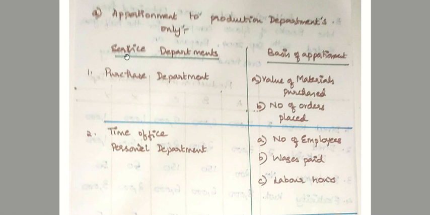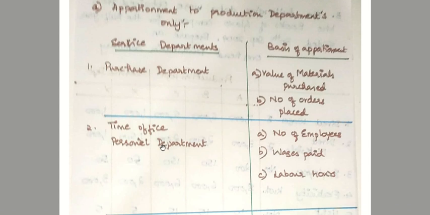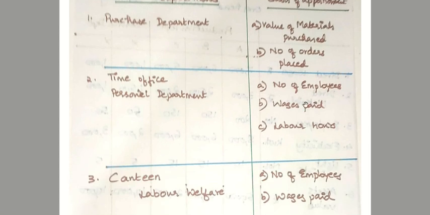So if you see the apportionment to production department only, you have your service department and its basis of apportionment. So you have a purchase department, which is apportioned based on value of material purchased and number of orders placed. Your time office personnel department will be apportioned based on number of employees, wages paid and labor hours.